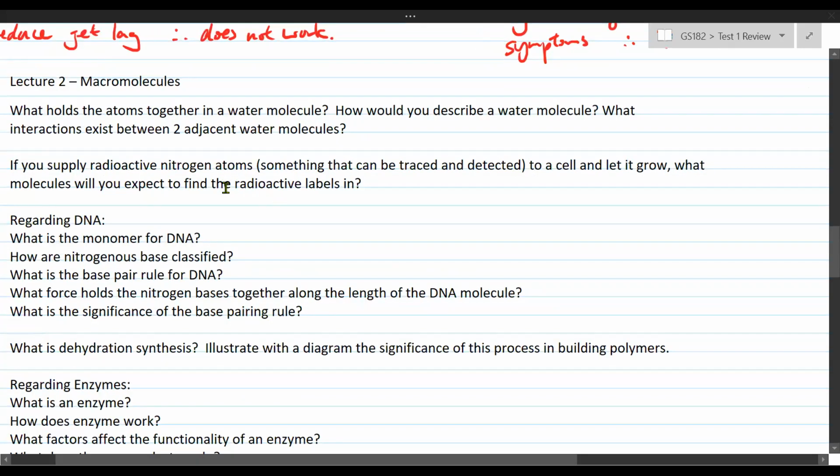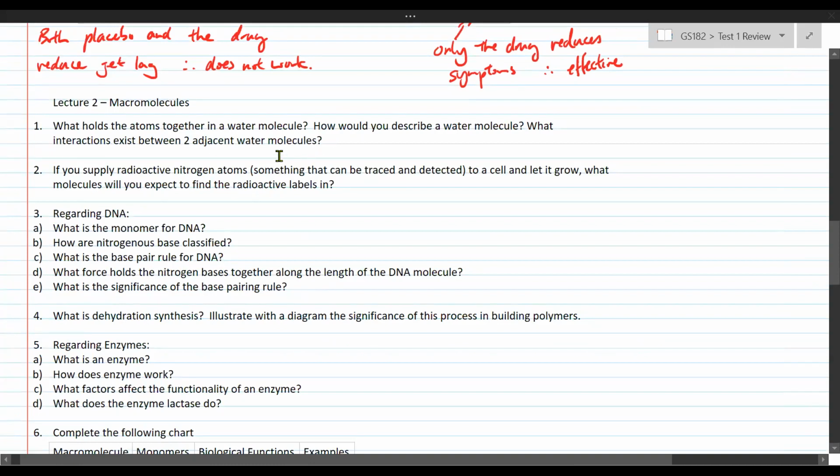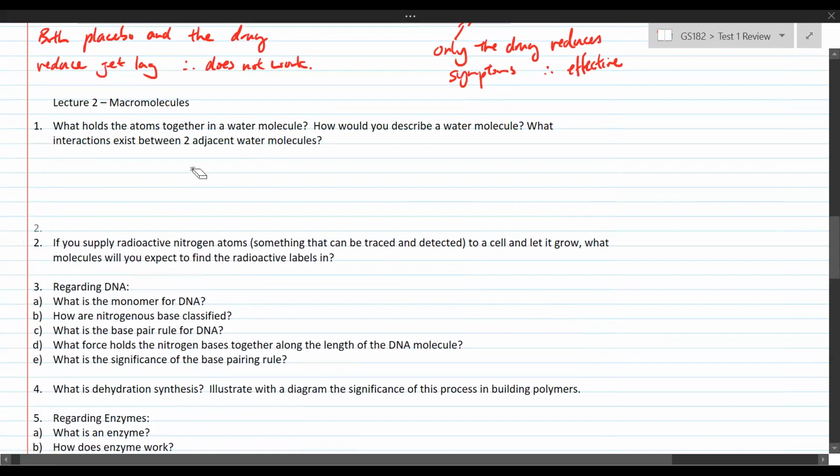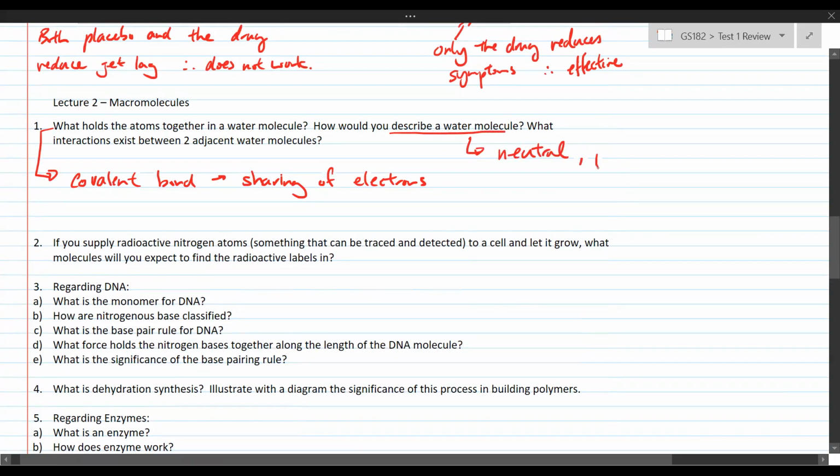All right, lecture 2 then. What holds the atoms together in a water molecule? That would be a covalent bond, which involves the sharing of electrons. How would you describe a water molecule? Well, overall it is neutral, but it's polar.